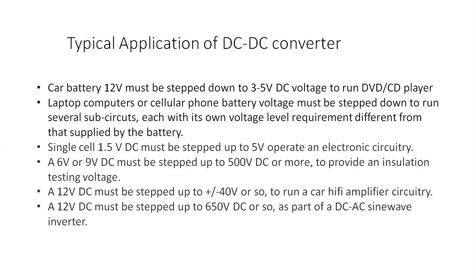जैसे हम कार के लिए we are using the 12 volt, but when we are supposed to play the DVD, at that time we will require less amount of voltage, so we can step down that voltage by using the DC to DC converter. If you see, 12 volt DC must be stepped up, we can increase also to plus minus 40 volt to run a car hi-fi amplifier circuitry. It means what? We can increase that voltage or we can decrease that voltage. So these are some typical applications for DC to DC converter.